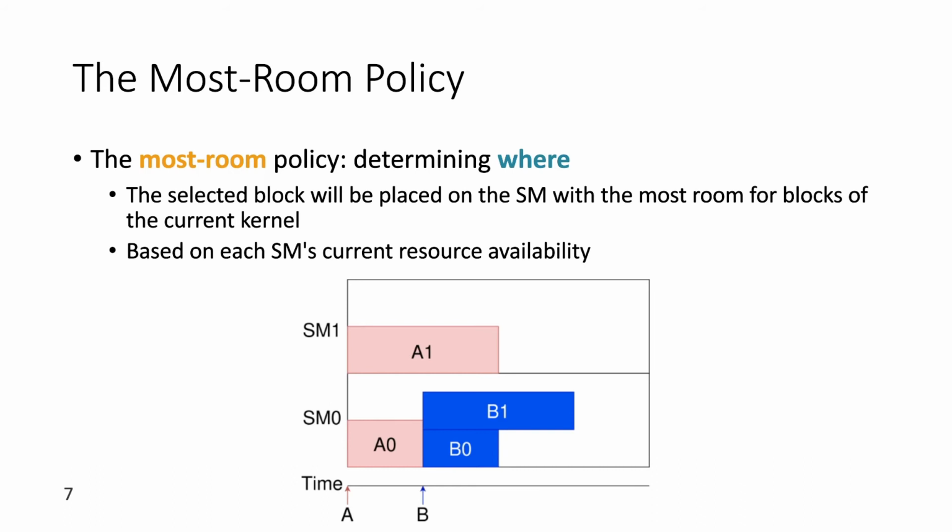Finally, the third block of kernel B was scheduled to SM1. At the time of the decision, SM0 was executing 2 blocks of kernel B and thus could fit no more blocks of B. So, the scheduler chose the first SM out of the remaining 4 that could fit 1 block each, which was SM1. This behavior, where the scheduler places the next block onto the SM which can host the largest number of blocks of the current kernel, is what we term the most room policy.